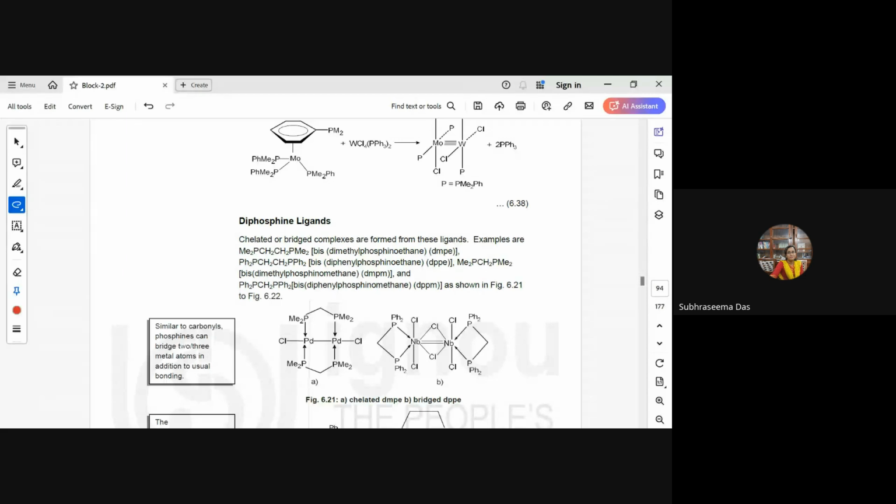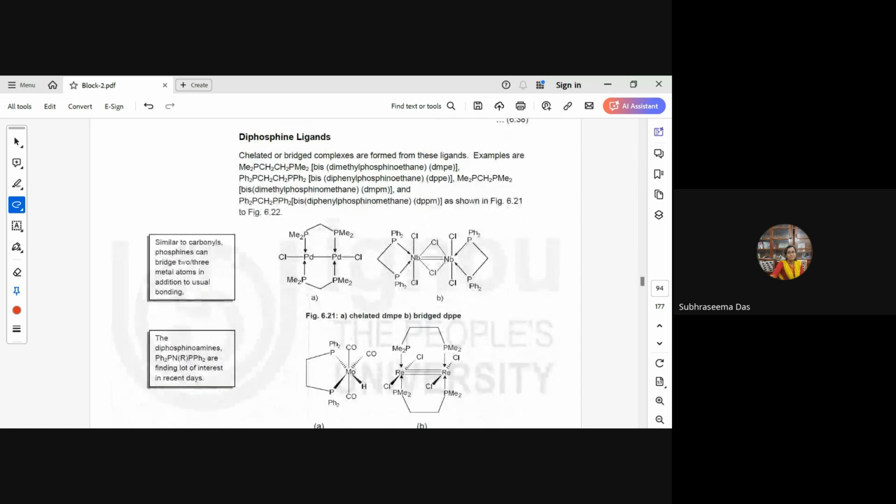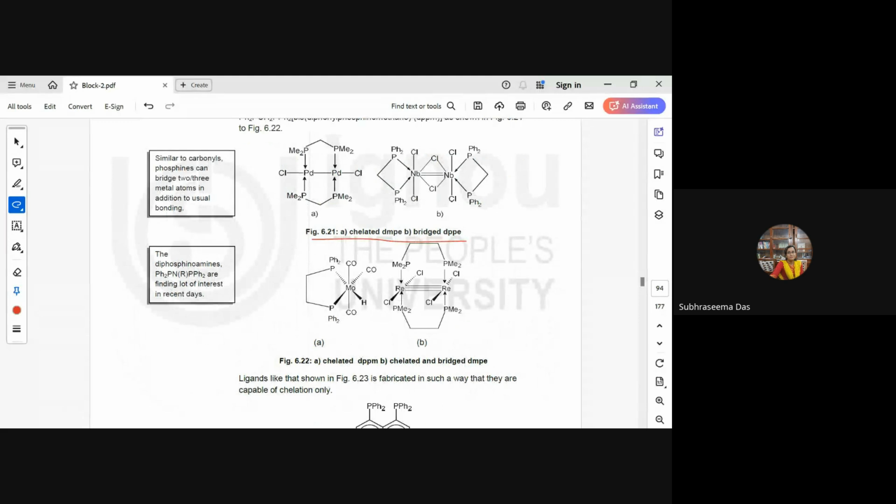After monophosphines, we have diphosphine ligands. Chelated or bridged complexes are formed from these ligands. Examples include bis DMPE, which indicates dimethylphosphinoethane, and DPPE, which indicates diphenylphosphinoethane, and such. In figure 6.21, the various structures are indicated.